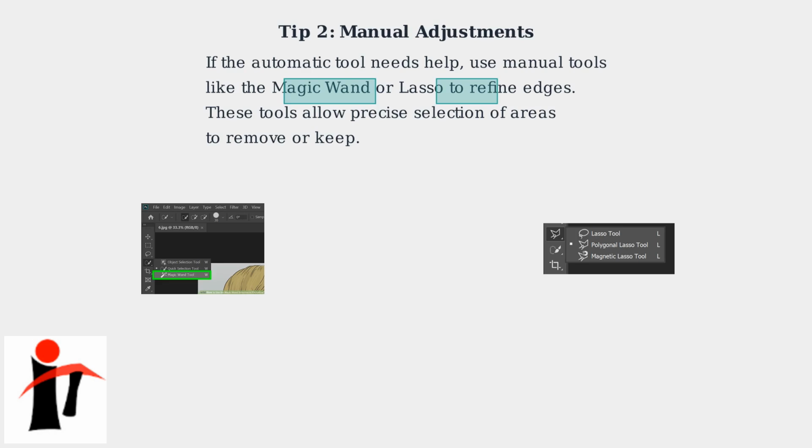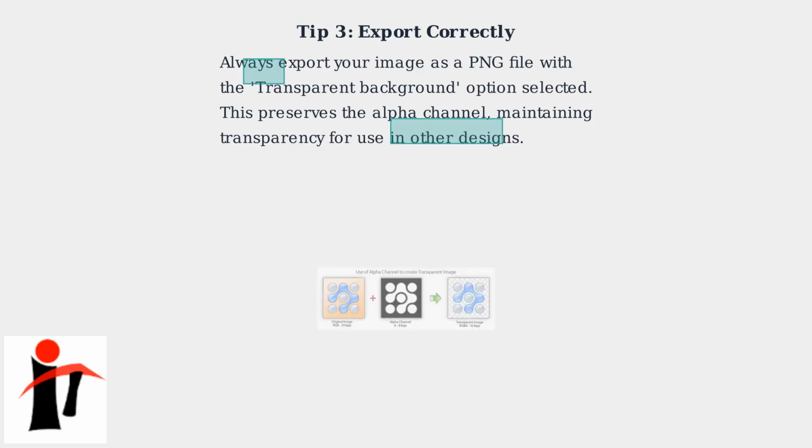The Magic Wand tool selects similar colored areas with a single click, while the Lasso tool lets you draw freehand selections around edges. These are especially useful for complex subjects with fine details like hair or fur. Finally, when exporting your edited image, always choose PNG format and select the transparent background option. PNG files support alpha channels, which store transparency information, ensuring your image blends seamlessly into other projects without unwanted backgrounds.